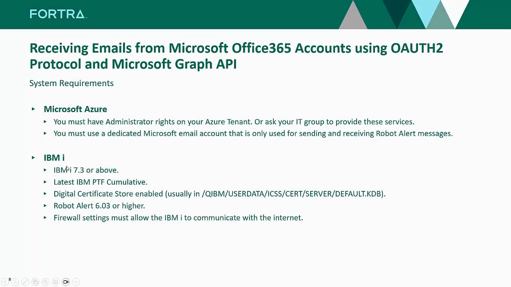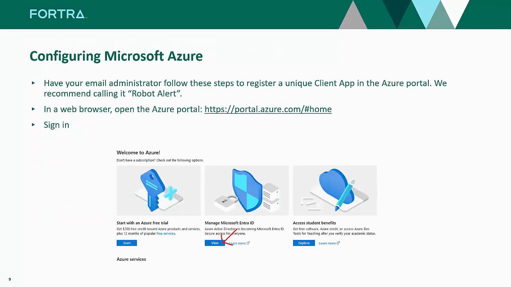On IBM you need 7.3 of the operating system. You need to be up to date on your cumulative PTFs. You do need the digital certificate. You need Robot Alert 6.03 or higher, and that release came out in May of 2024. And then your IBM needs to be able to communicate with the internet. From an Azure configuration standpoint, once you get logged into Azure, you're going to go into what's called the Microsoft Entra ID.